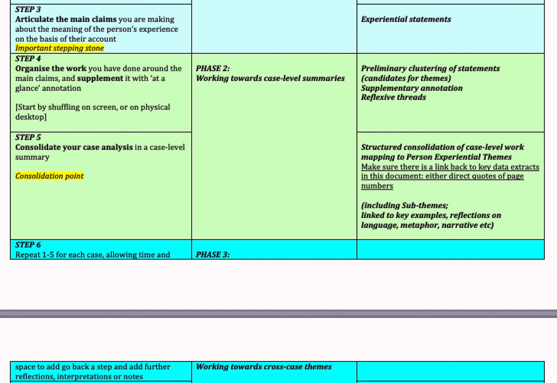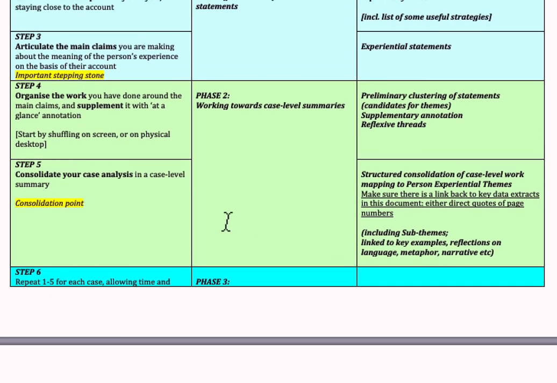It should be easier to scan in its summary form than the whole annotated transcript. So you're aiming for something that is easier to navigate, that is a consolidation of your work so far, and that you can return to in an accessible, usable way. Often it might look like a table or a structured list of clusters with supporting material linked to each set of statements that seem to belong together, that seem to be a candidate for a person experiential theme.